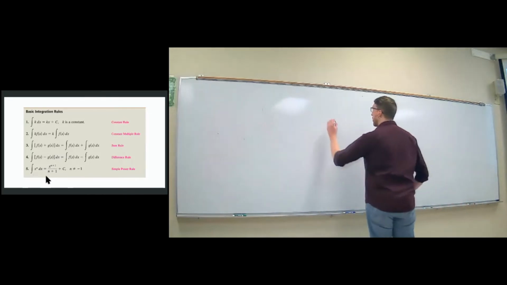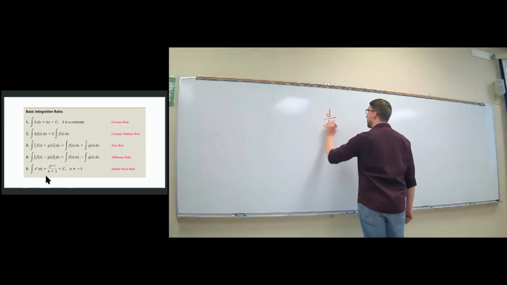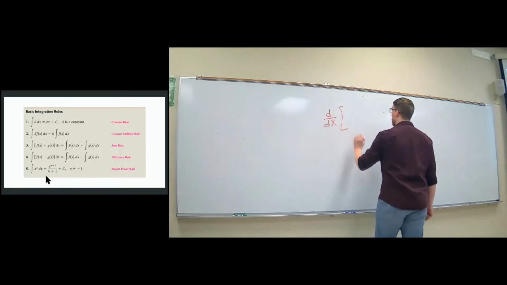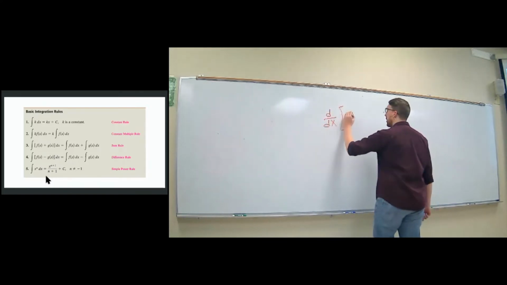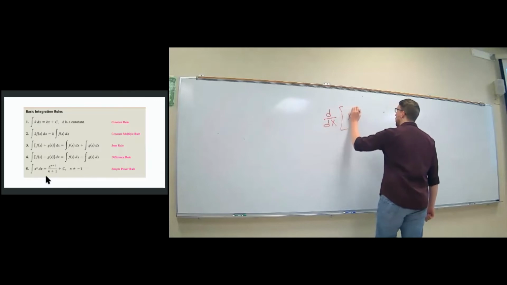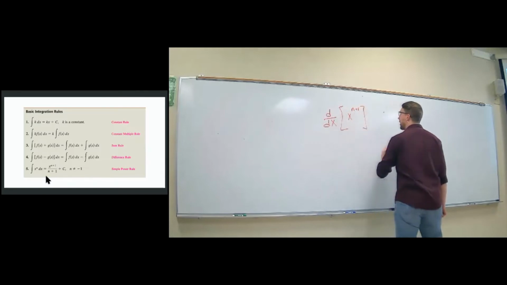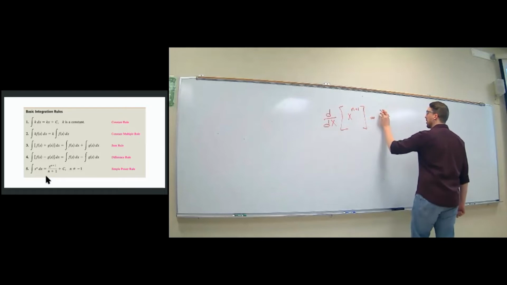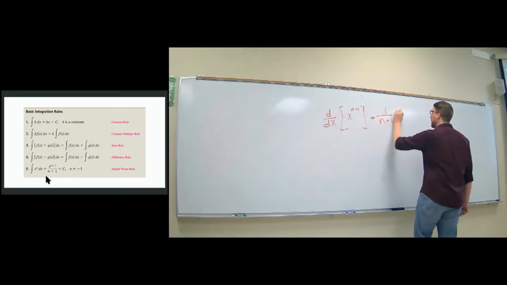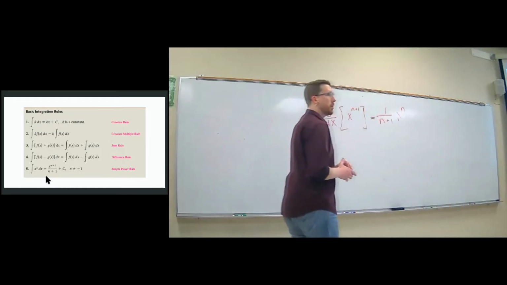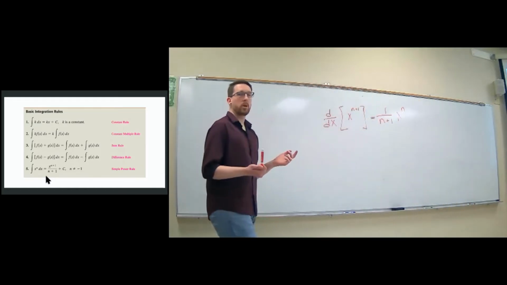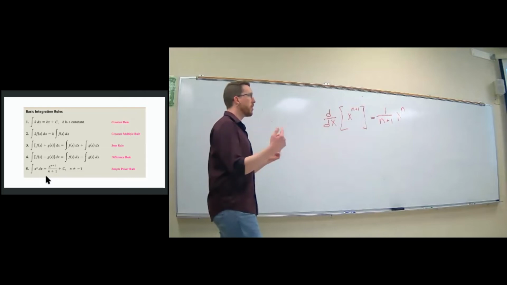We know that the derivative of x to the n plus 1 is equal to 1 over n plus 1 times x to the n. So again, it's just undoing it.